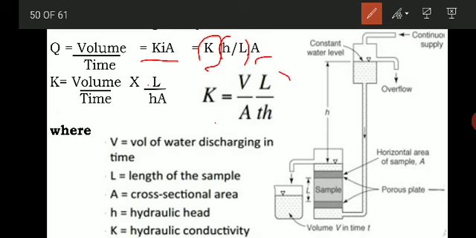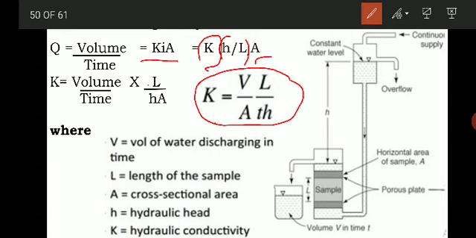So the final formula for finding out the constant head permeameter from Darcy's law, we got it as VL divided by ATH. Okay, so that is the formula to find out the hydraulic conductivity of the material for the constant head permeameter. So where V indicates what?